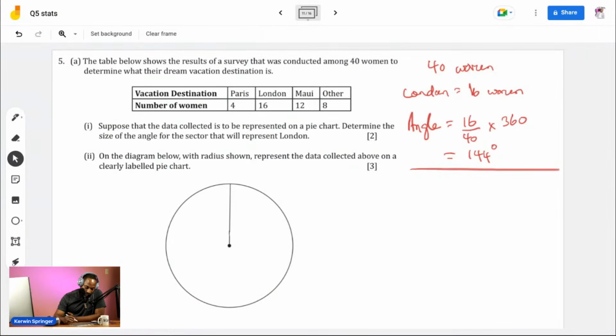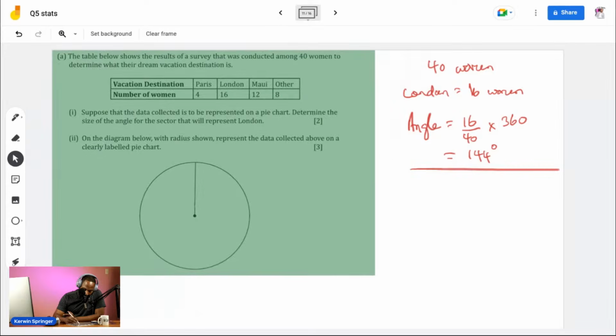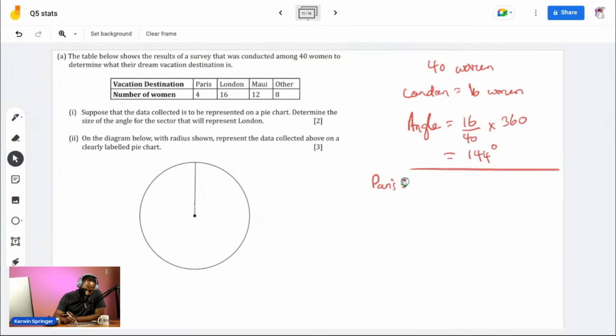144. And now we need to find the others because we need to draw the whole graph and whatnot. So that's just London. Let me find Paris. Paris is 4 out of 40 multiplied by 360. That's 36 degrees.